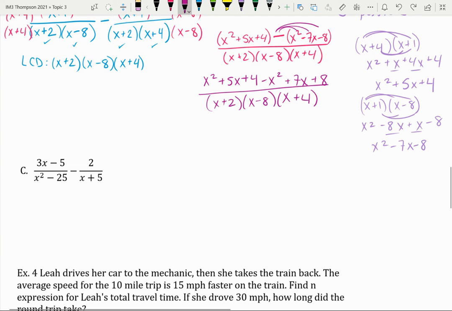So I combine like terms. Oops, that's x squared minus x squared. Bless you. Those cancel. Different signs. 5x and 7x is 12x. Plus 4 plus 8 is plus 12.